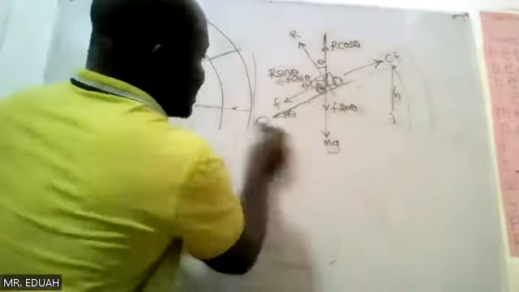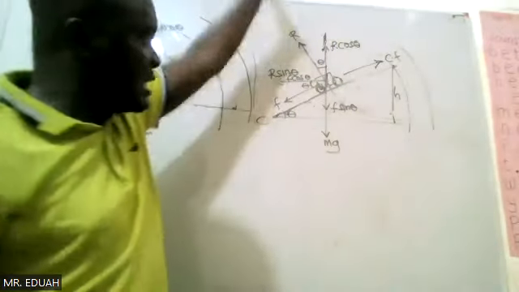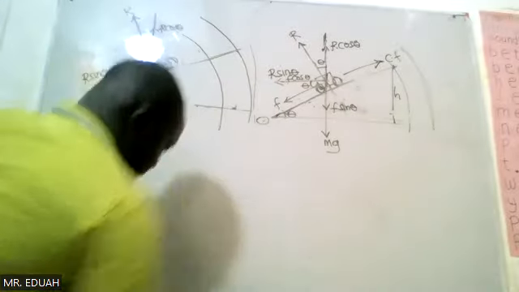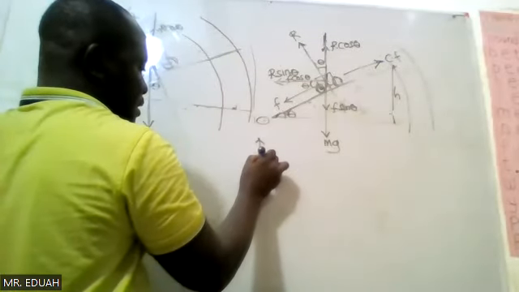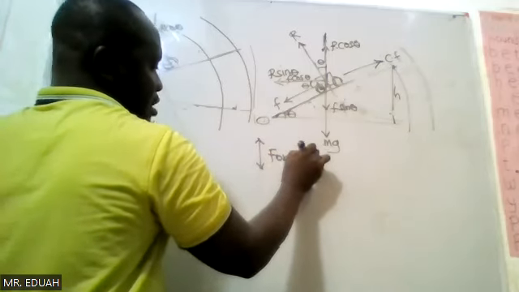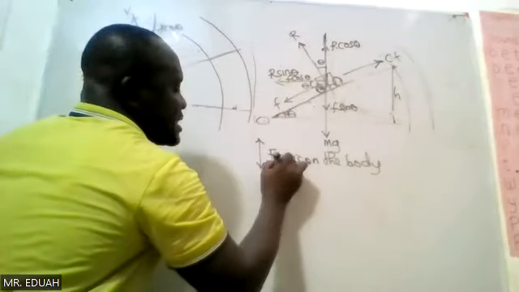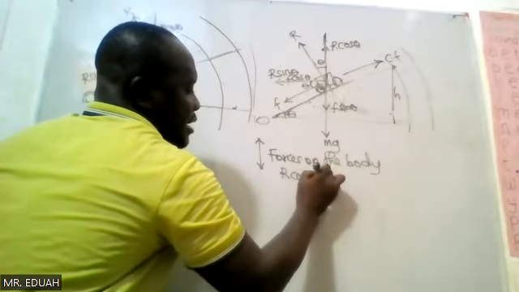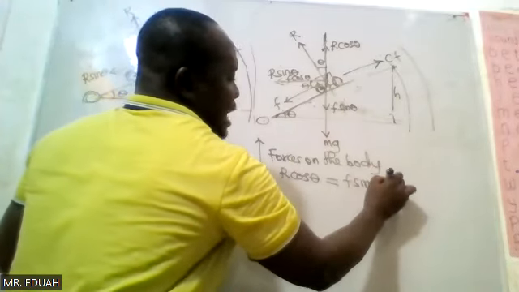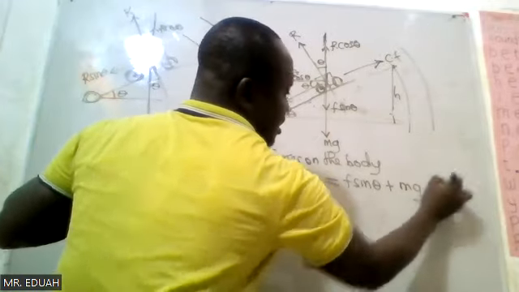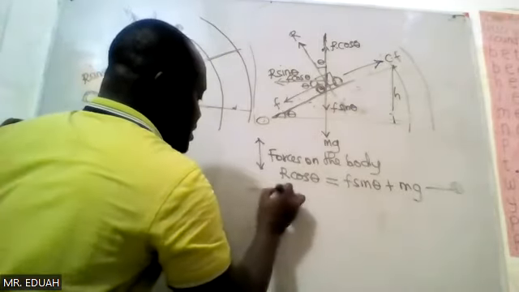So, if we look at whatever is happening, let's look at total forces acting vertically, then total forces acting horizontally on the body. Vertical forces on the body: we have R cos theta balanced by F sine theta plus mg, for vertical forces.